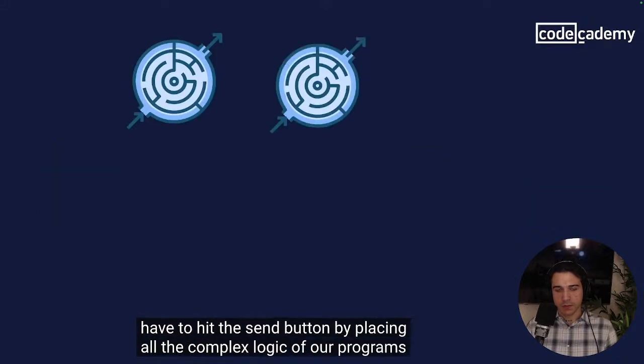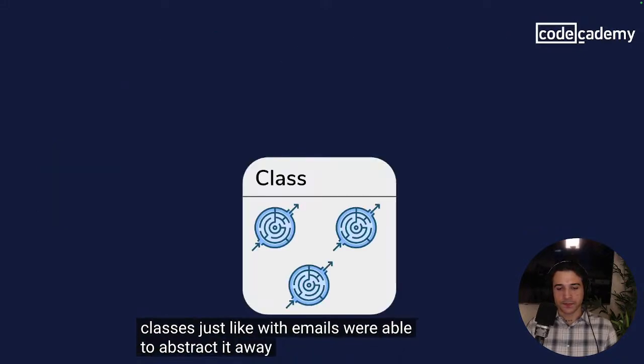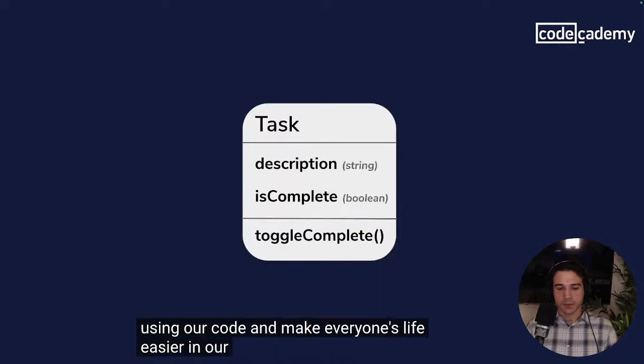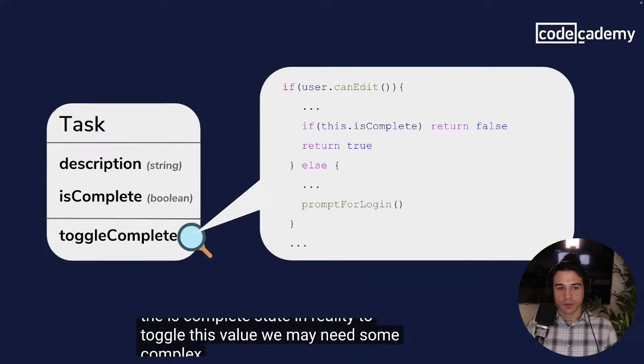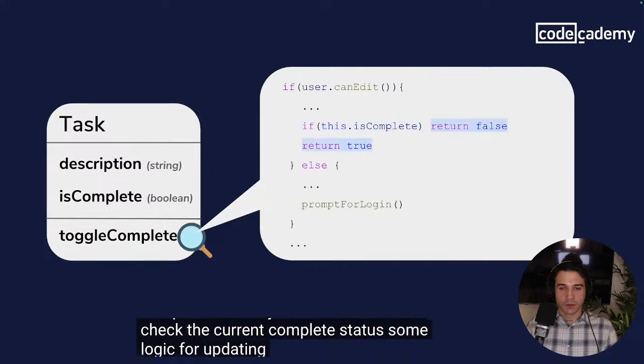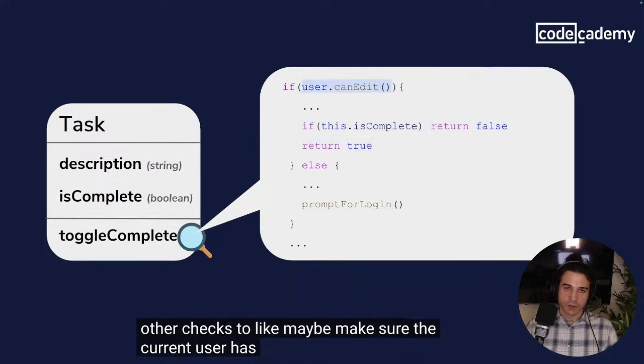By placing all the complex logic of our programs in classes, just like with emails, we're able to abstract it away from the people using our code and make everyone's life easier. In our task class, we've abstracted away the logic of toggling the isComplete state. In reality, to toggle this value, we may need some complex code, maybe an if statement to check the current complete status, some logic for updating that value, or some other checks to maybe make sure the current user has permission to toggle it.